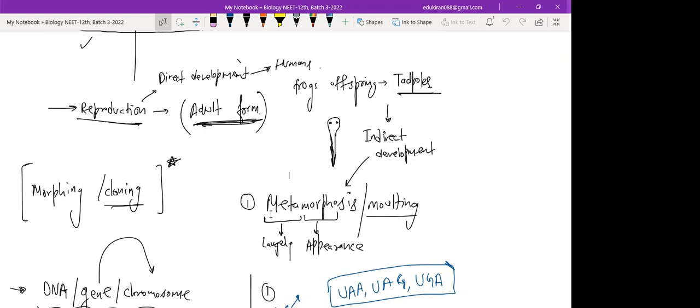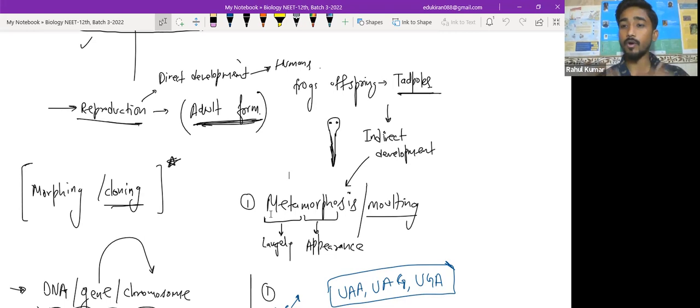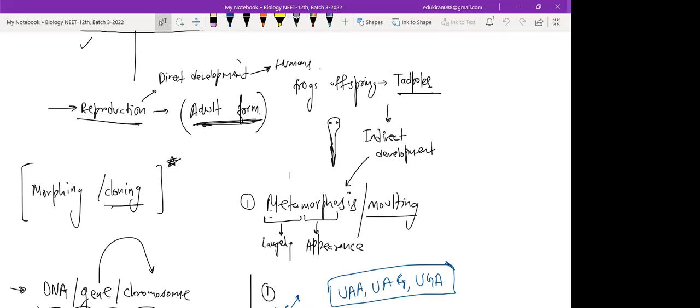Metamorphosis is basically changes in the morphological appearance. In indirect development, as Alia told, organisms go through various different stages, like an egg, larva, caterpillar, pupa, and then becoming an insect. All these stages look very different from each other, both morphologically and anatomically. Is it clear, Arpit? Yes, sir. For everyone, is it clear?